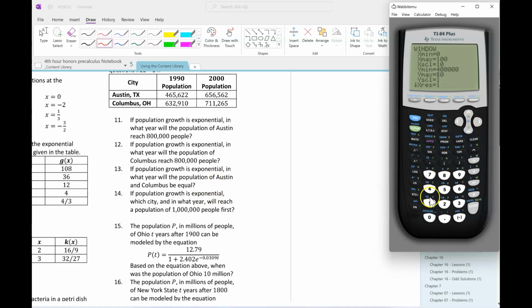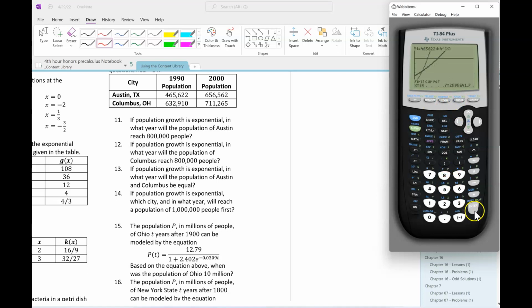It's asking us about 1 million people. I don't like to do exactly 1 million because I want to be able to see that line a little bit more clearly. So I'll do like 1.25 mil, and go up by 100,000s or something. All right, let's hit graph. Here's my Austin line. There's my Columbus line. And there's my 1 million line. So Austin wins. They get to 1 million first.